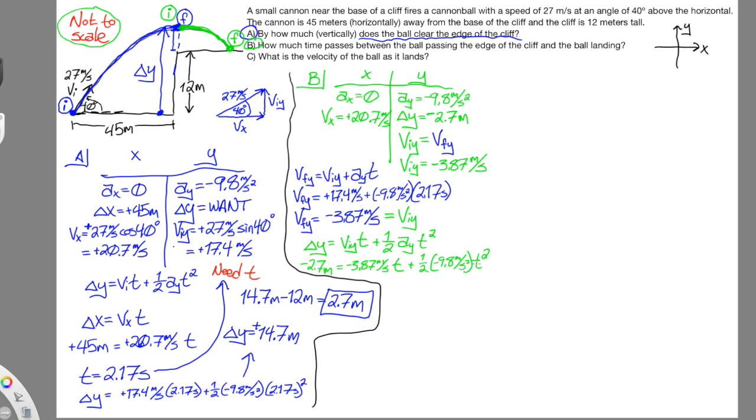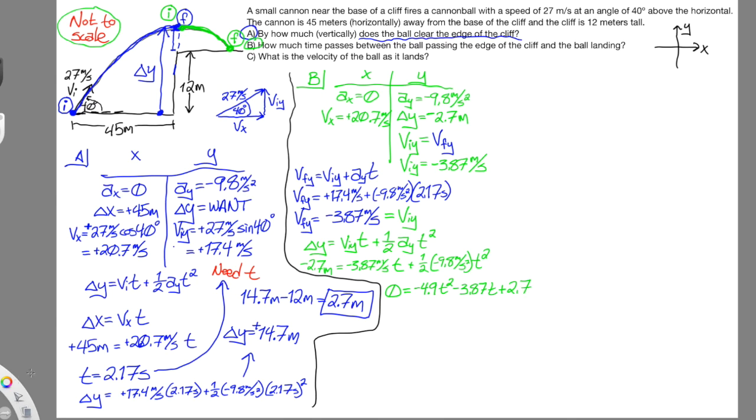Now we have some numbers with no t's, some numbers with t's, and some numbers with t squareds. This is a quadratic equation, and we need to use our quadratic formula. So the first step in any quadratic equation problem is move everything to one side of the equation. You will get the wrong numbers if you don't. So I'm going to move everything over to the right and drop my units here for now, rearrange the equation a little bit. Negative 4.9 t squared, that's the half times the negative 9.8, minus 3.87 t plus 2.7.